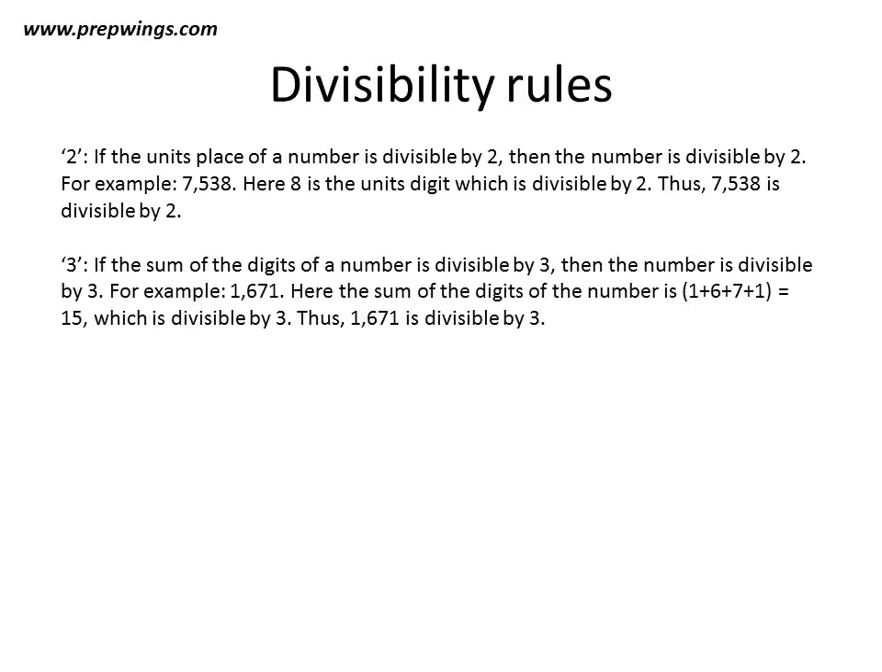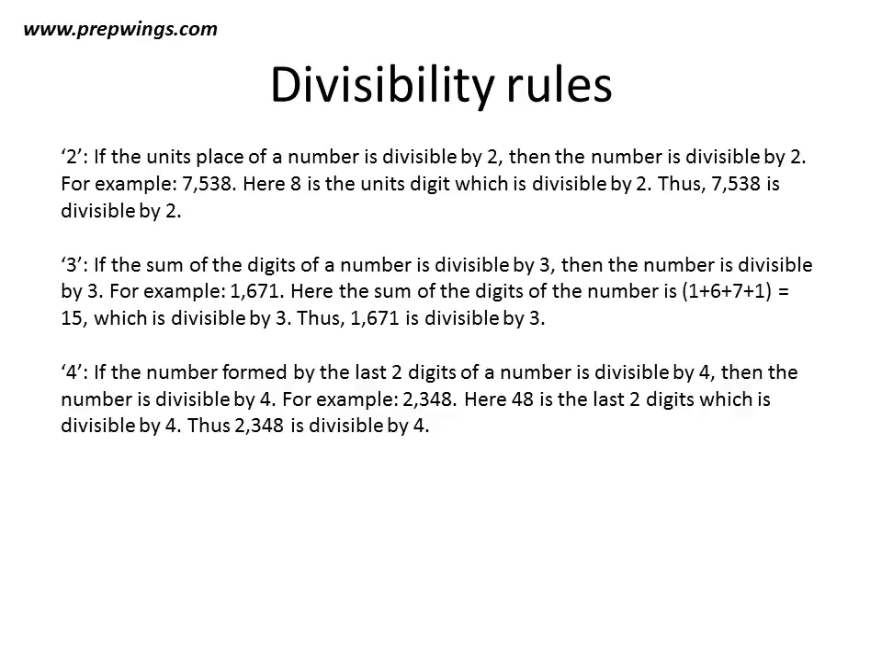Now divisibility rule of 3. It says that if the sum of the digits of a number is divisible by 3, then the number is divisible by 3. For example, 1671. If we add all the digits of this number, which is 1 plus 6 plus 7 plus 1, what we get is 15, which is divisible by 3. Thus this number 1671 is divisible by 3.